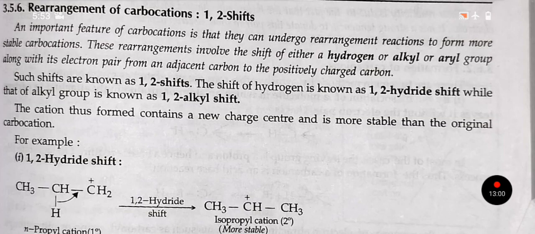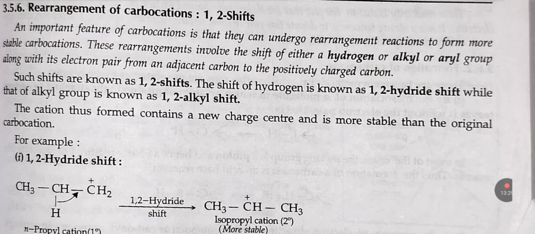Rearrangement of carbocation: 1-2 shift. An important feature of carbocations is that they can undergo rearrangement reactions to form more stable carbocations. These rearrangements involve the shift of either a hydrogen or alkyl group, along with the electron pair, from an adjacent carbon to the positively charged carbon. Such a shift is known as a 1-2 shift.